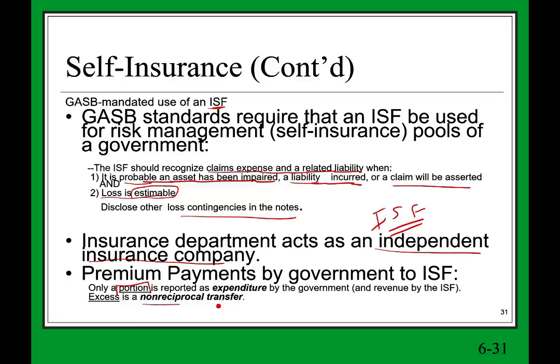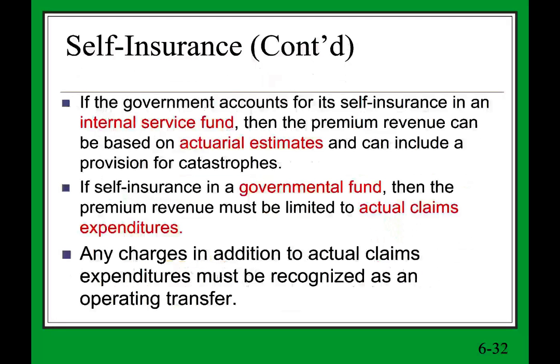Any excess is a non-reciprocal transfer. We're going to see how, okay? So only a portion is an expenditure and obviously revenue, and anything in excess is going to be considered a non-reciprocal transfer. So let's see how it works, okay?